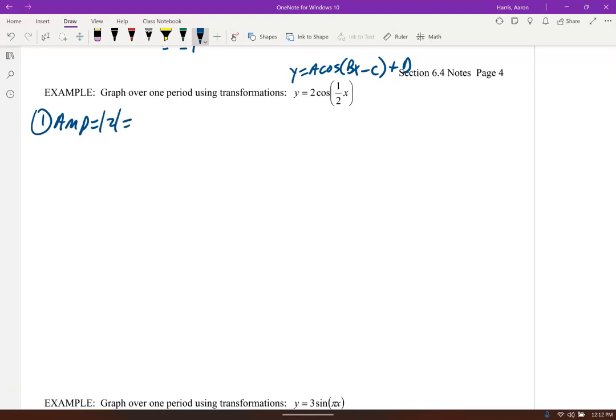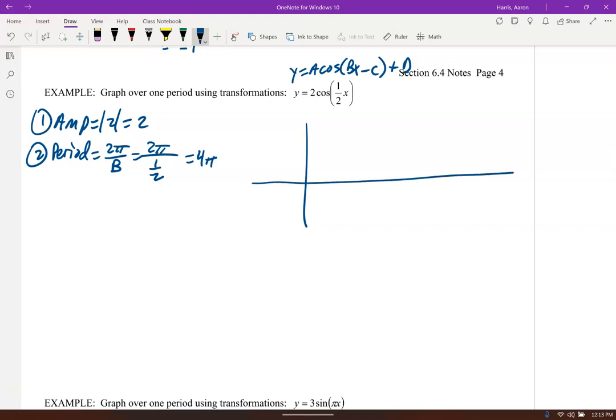Well, it's the absolute value of 2. It's 2. Number 2, what's our period? Well, it's 2 pi over the b, so it's 2 pi over that 1/2. So multiplying by the reciprocal, 2 over 1, that'll give us a 4 pi. So we're going to cut that into fourths. So the period now, it takes clear until 4 pi.